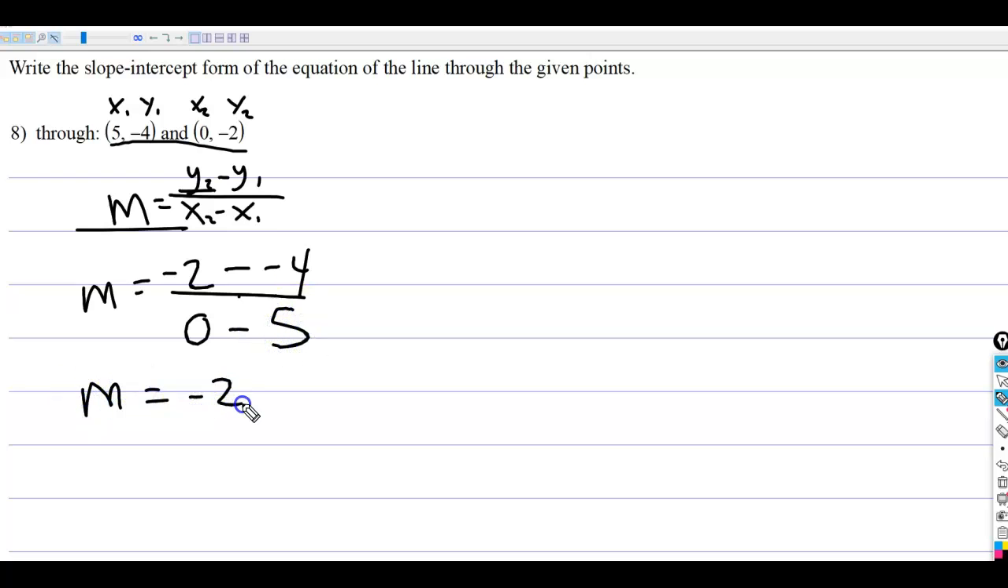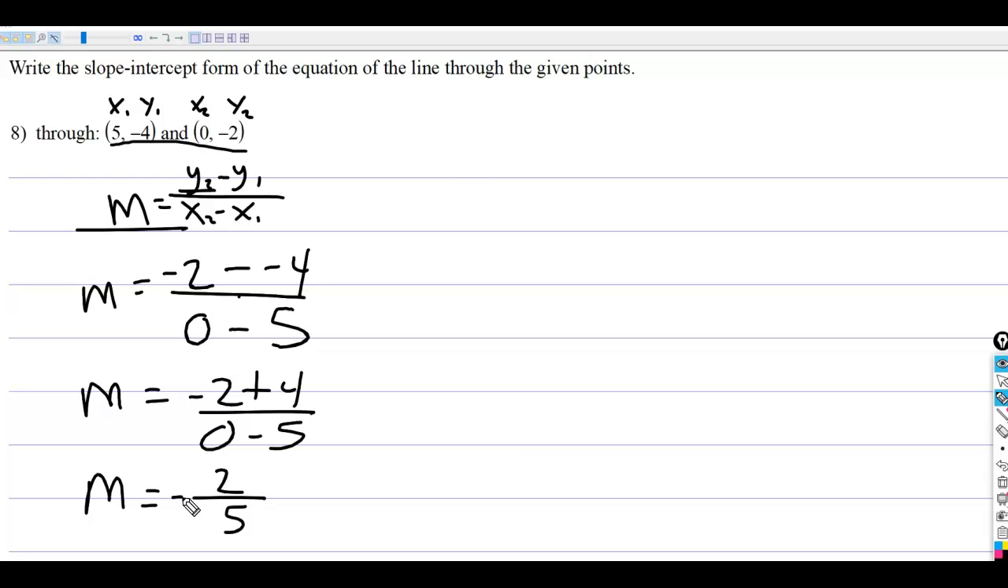Simplifying this up a little bit, like we said, the double negatives become positive. And then we go ahead and simplify the numerator. -2 plus 4 is 2. 0 take away 5 is -5. So there's my slope, -2/5. And usually when you have a fraction that's negative, we don't really put the negative on the top or on the bottom. We just put it in front of the whole fraction.